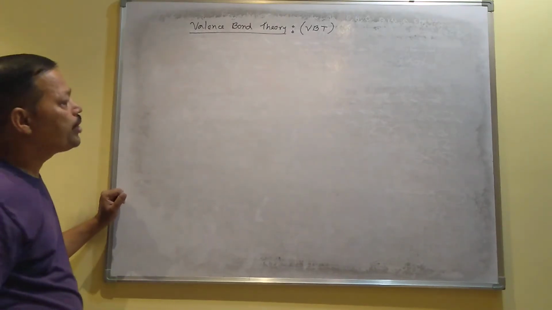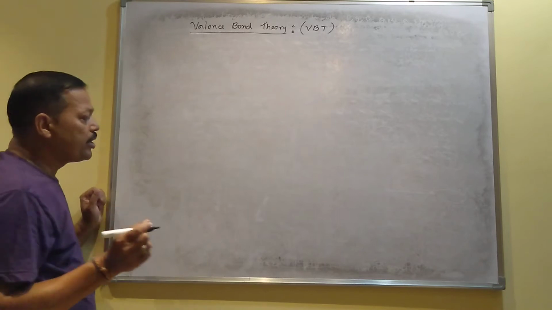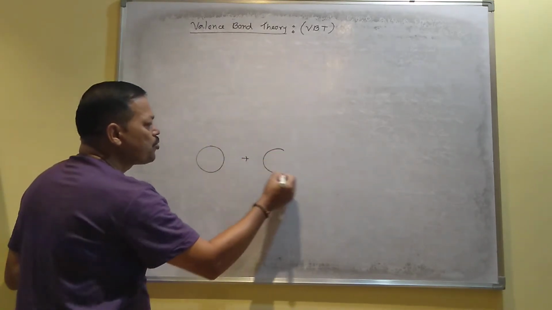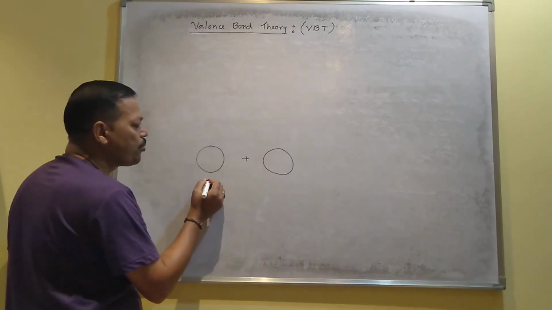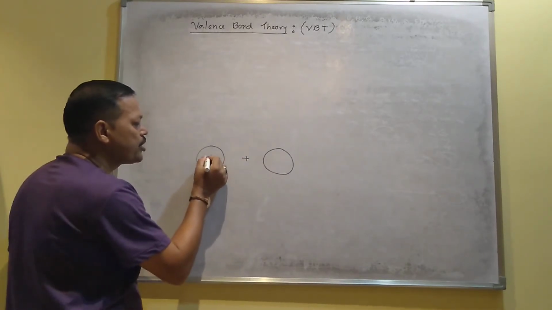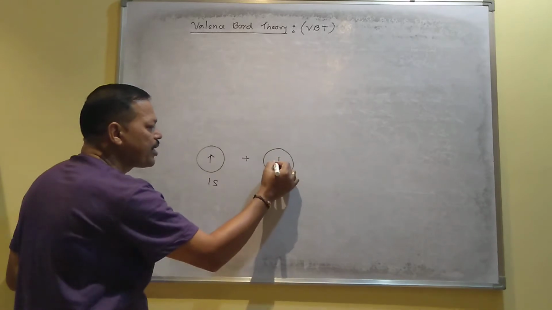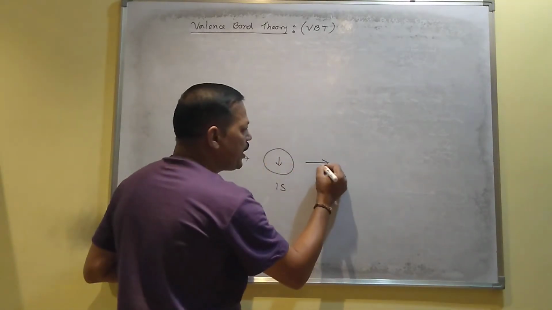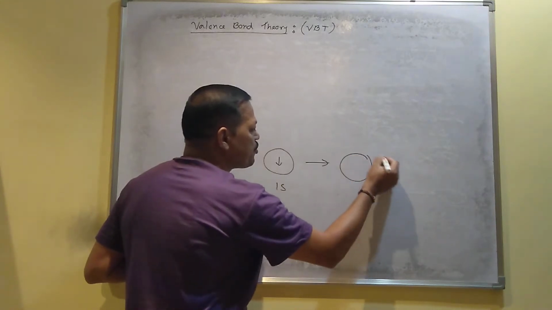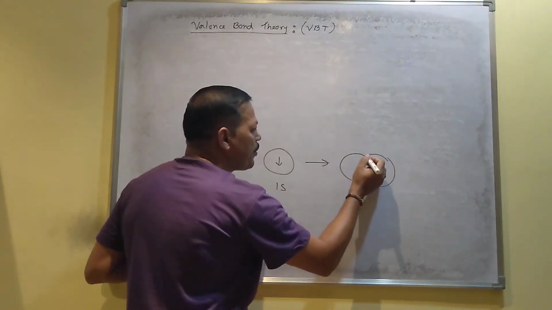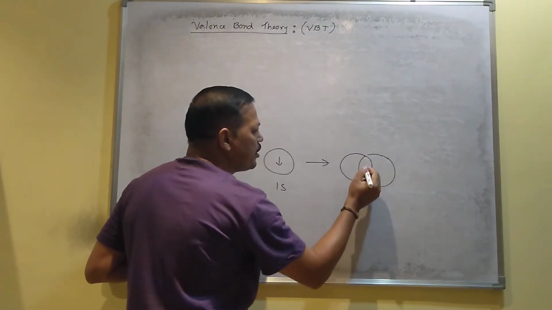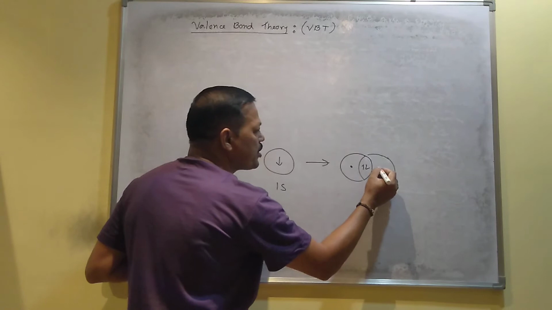According to valence bond theory, a covalent bond is formed due to overlapping of half-filled orbitals. Suppose these two are half-filled orbitals. Half-filled means the orbital should contain one electron. Suppose this orbital contains one electron, and this orbital contains one electron. When the atoms combine, they undergo overlap this way, and this is called the overlap area. In this overlap area, both the electrons will enter and the bond will be produced between these two atoms.